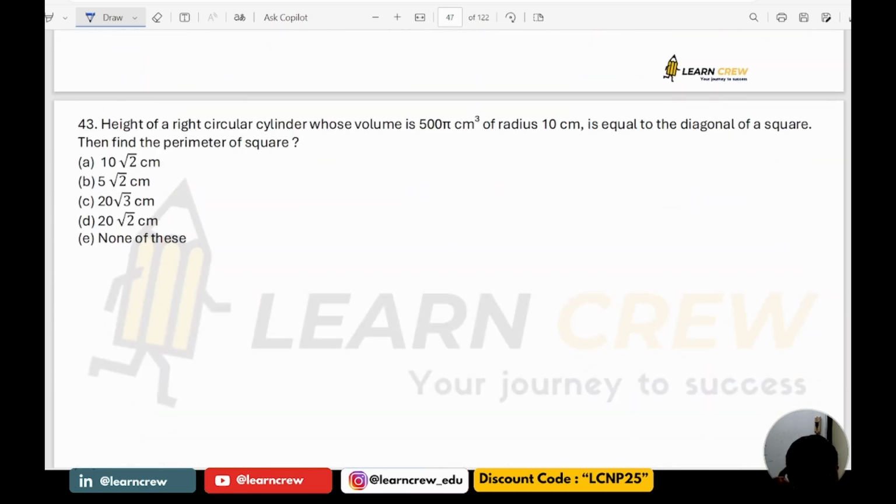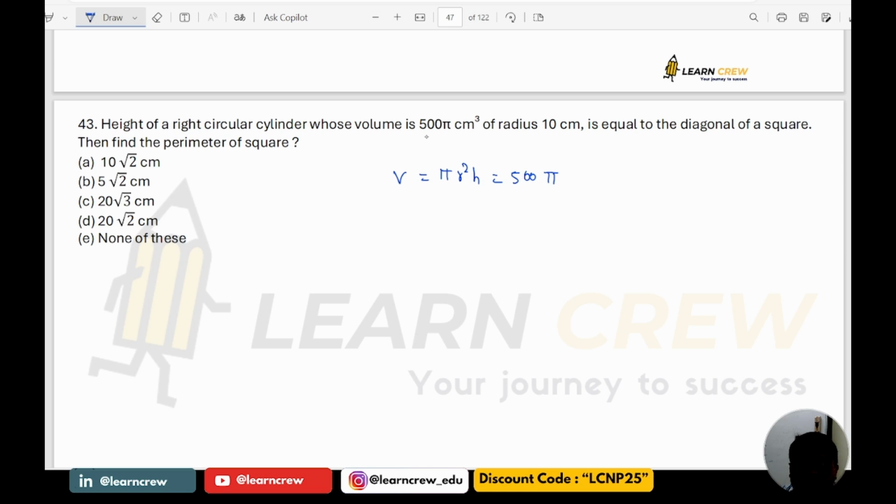Next, the height of a right circular cylinder, whose volume is given. Volume is equal to pi r square h, which is given as 500 pi. And here the radius is given as 10.